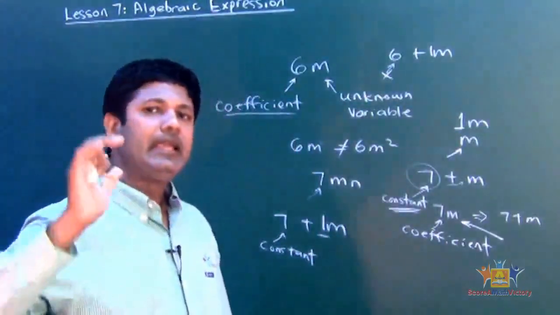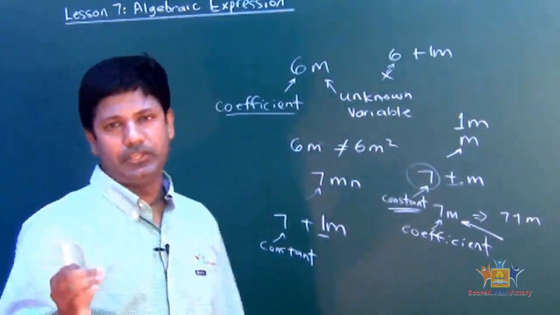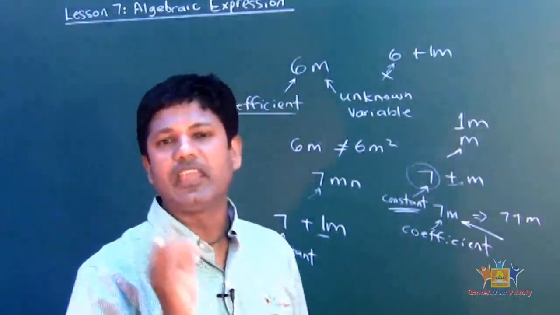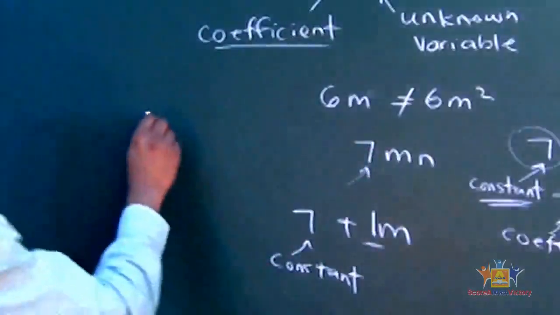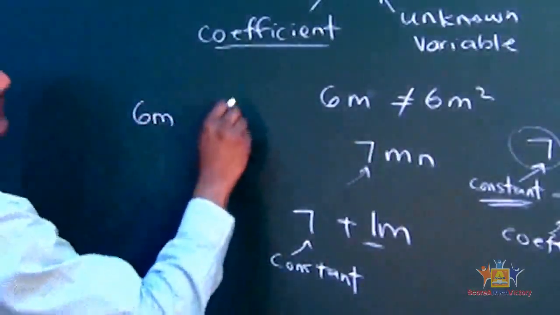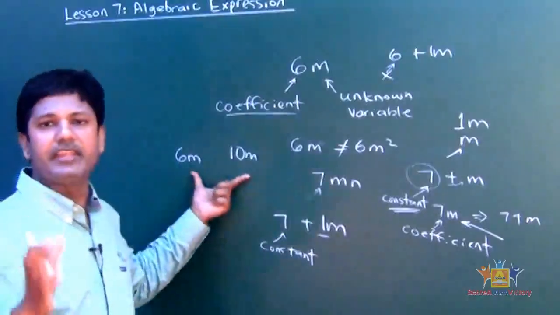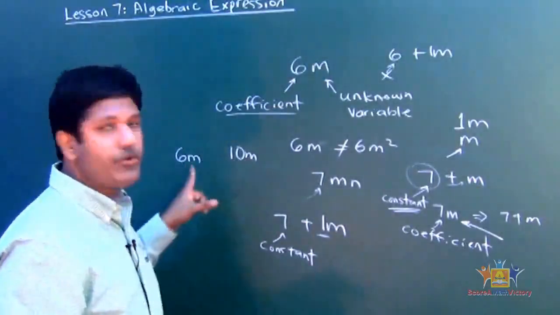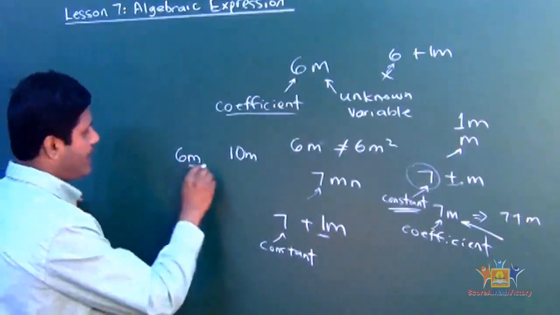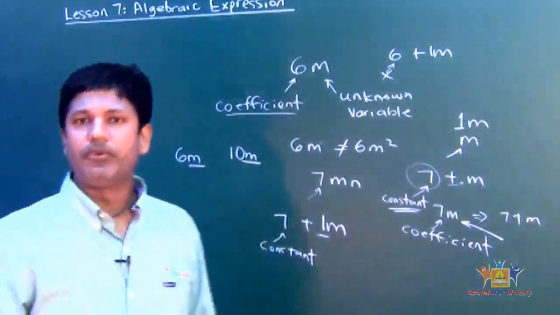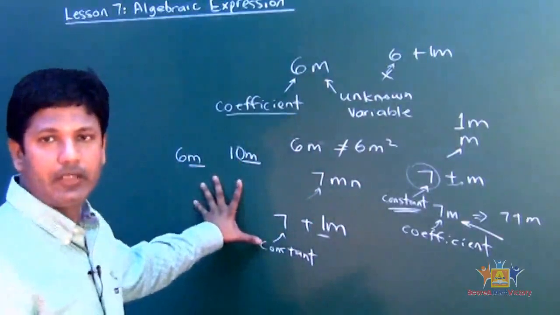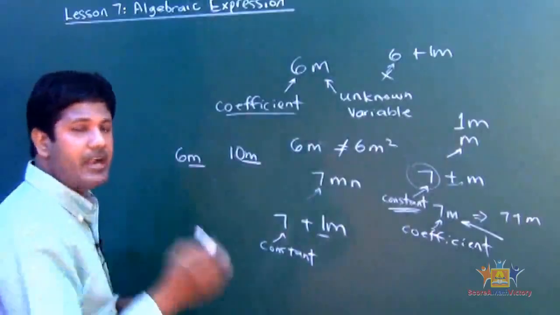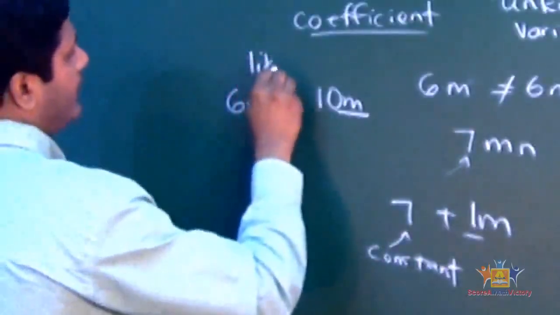Now let's talk about like terms and unlike terms. I want you to understand that like terms have the same unknowns. So if I have, let's say, 6m and 10m, these are like terms. Why is that? The coefficient doesn't matter. It's the variable, the unknown, that matters. They both are the same, m. Very important. That's called like terms, because the unknowns are the same. They're identical. So this is going to be like terms.